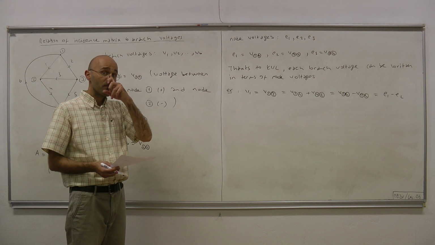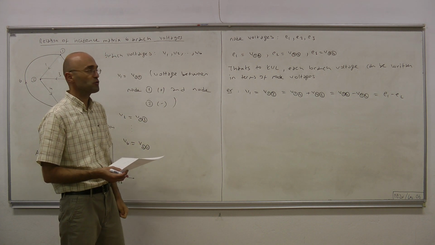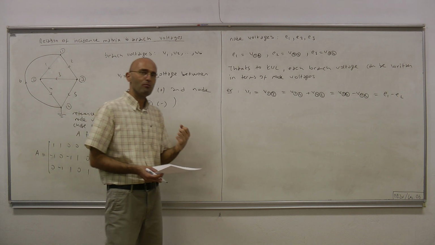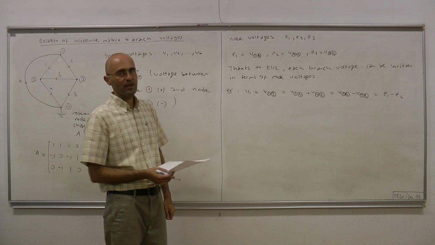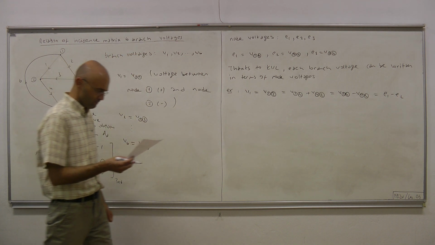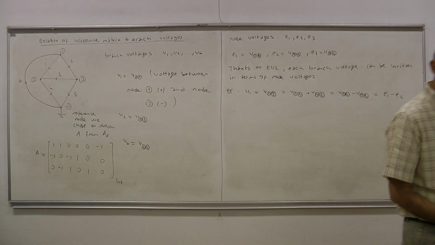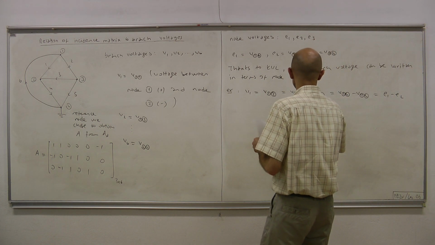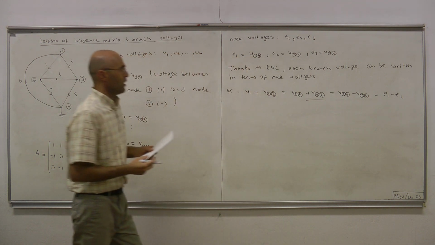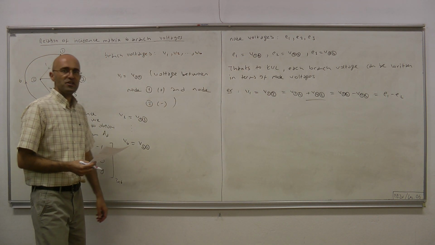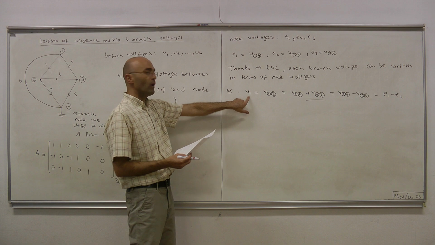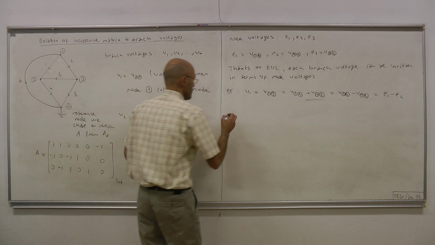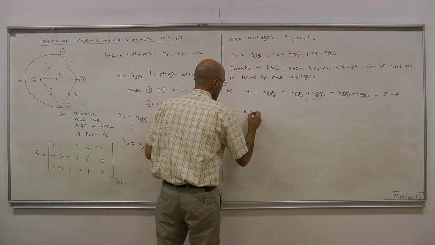So let's do that, and once we have all those voltages, that set of equations, let's put that in matrix form, and once we do that, we'll see something quite remarkable. Now, what we will do is express every branch voltage in terms of node voltages. We already did the first one here. V1 equals E1 minus E2.